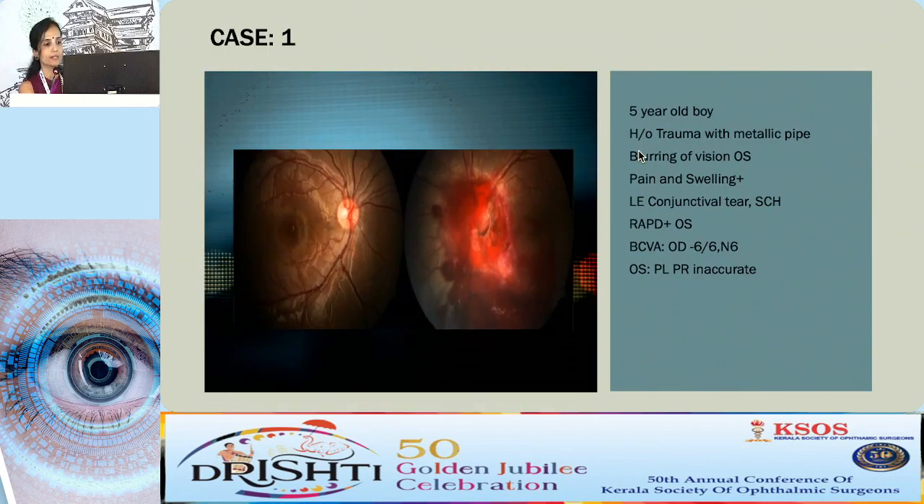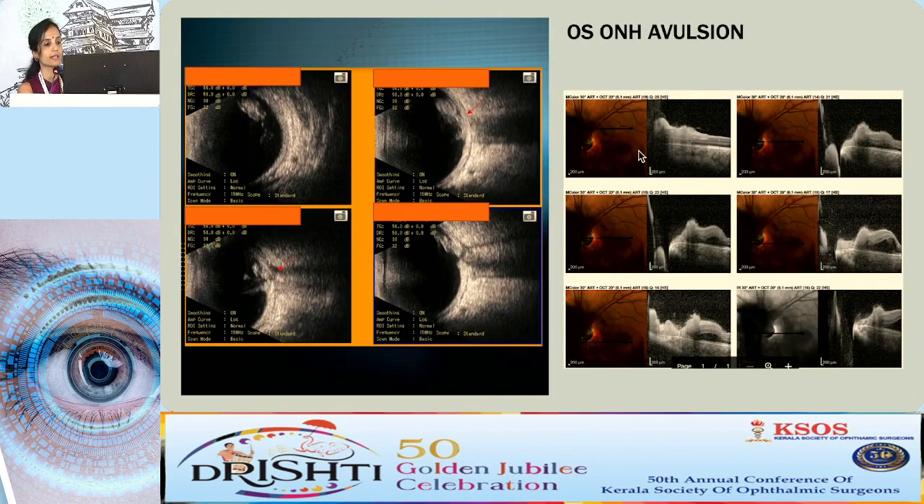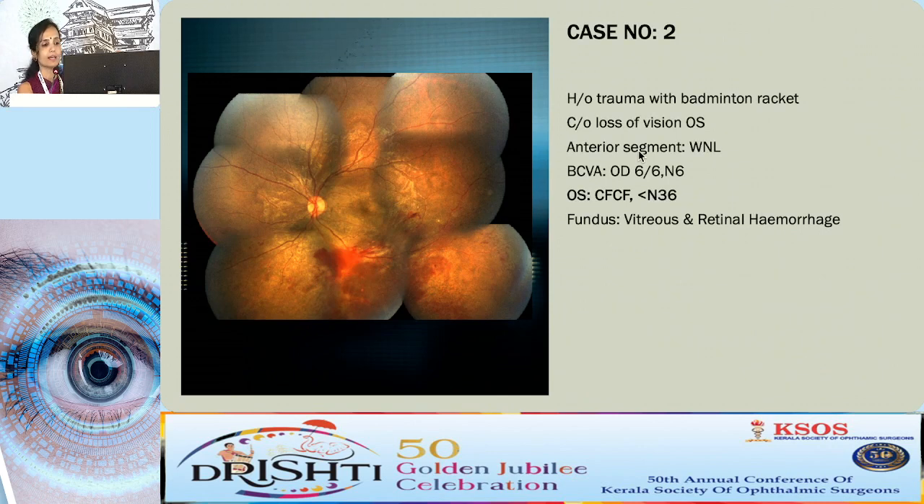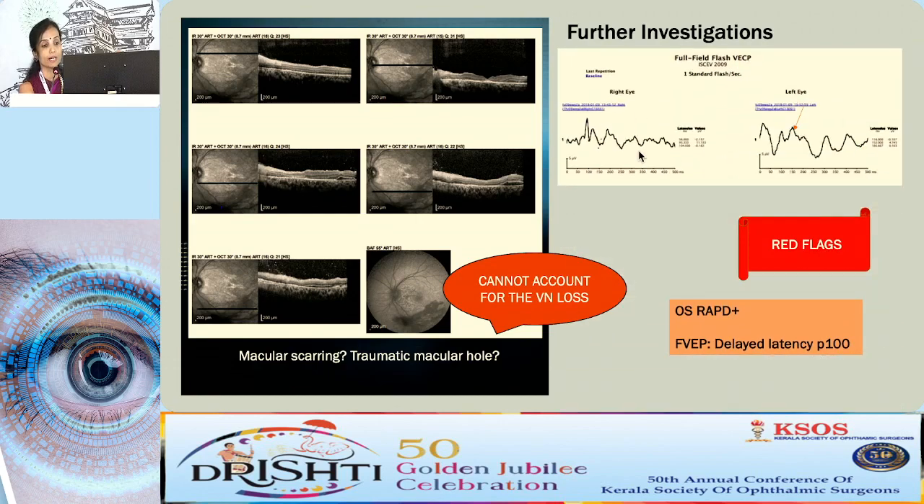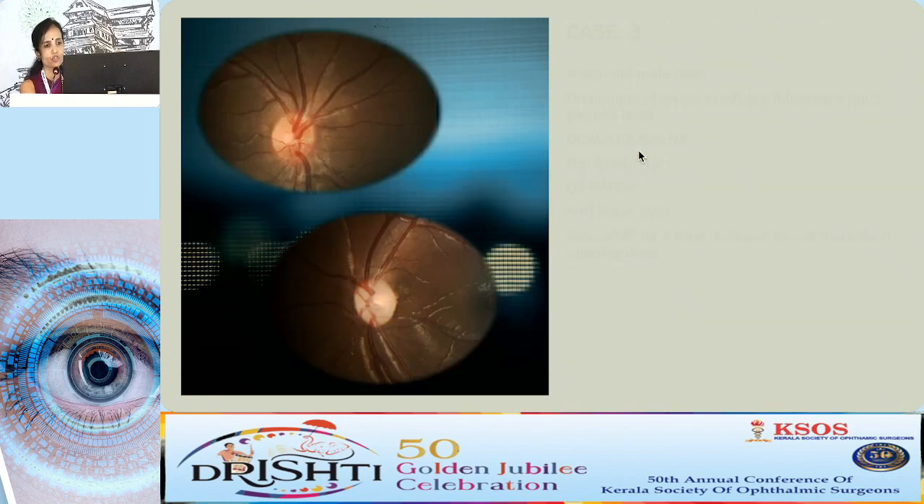So just a few cases. This is a case of optic nerve head avulsion. You can see the OCT and the B scan picks up these. And this was an injury with a bat, vitreous hemorrhage, and Berlin's edema was there. Vision was very bad, but there was RAPD, and VEP showed a prolonged latency, and we treated it with IVMP, and vision improved, though not much.